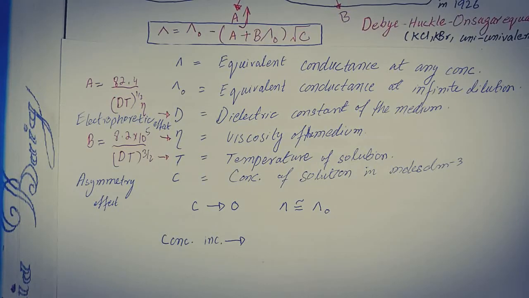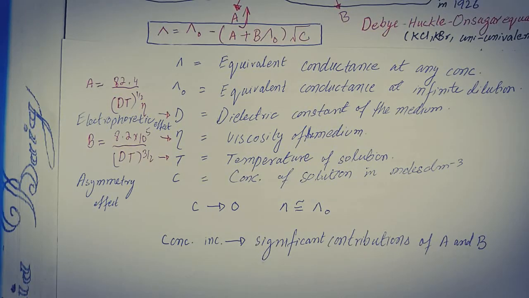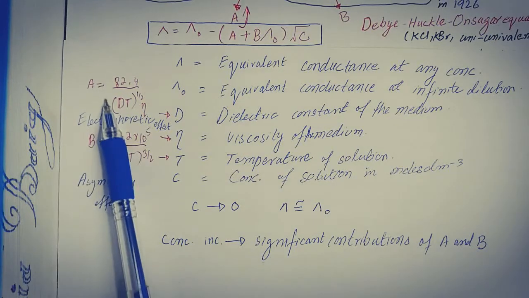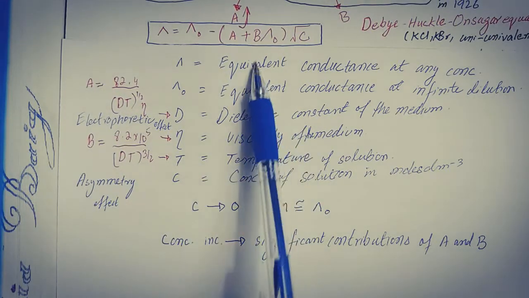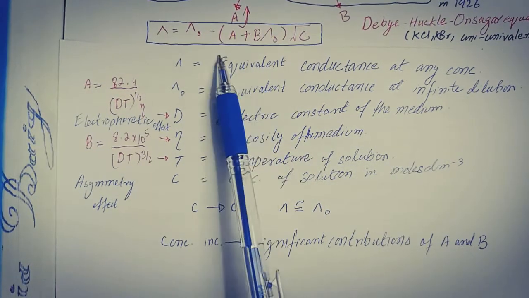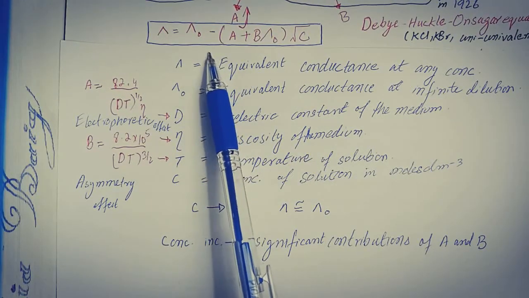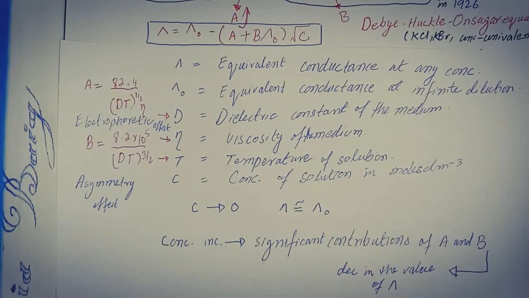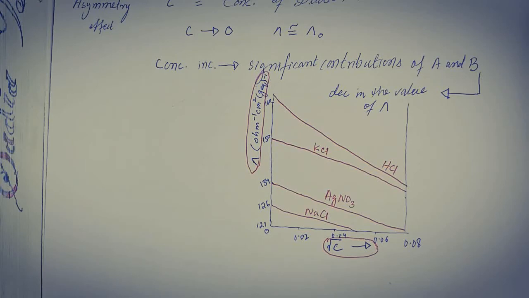So when the concentration of the solution is increased, that leads to significant contributions of the constants A and B in this equation, which is subtracted from the equivalent conductance at infinite dilution. As a result, a decrease in the value of equivalent conductance is observed. Now let's check out the experimental verification of the Debye-Huckel-Onsager equation.